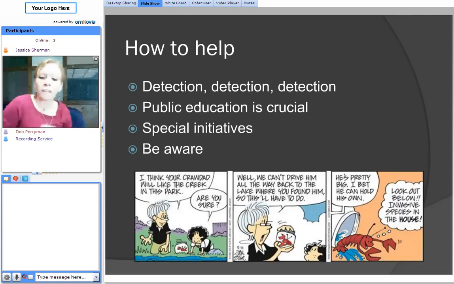And then one of the other things is to just simply be aware of how your actions can contribute to it. So informing people, you know, don't release your goldfish. Don't flush your aquarium plants down the drain. Be aware of what garden species become really invasive and be able to tell people about it.